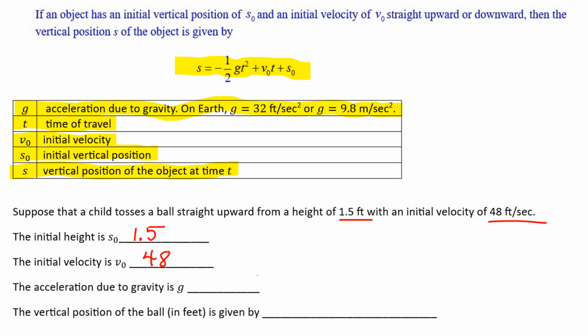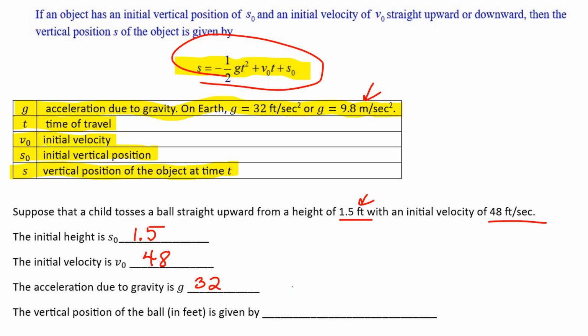The acceleration due to gravity never changes. It is 32 feet per second squared, so 32 because we're talking about feet. If we're using feet in our problem, we do 32. If we're using meters, we use 9.8. The vertical position of the ball is expressed by this equation. That's what s is. It's the vertical position of the ball at time t.